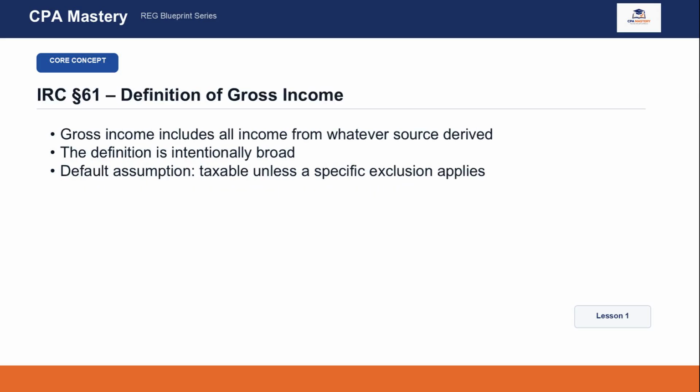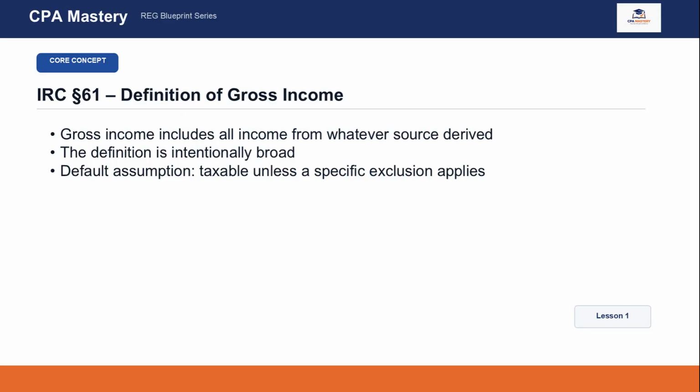The starting point is IRC Section 61. The code says that gross income includes all income from whatever source derived. That wording is intentionally broad because the IRS wants the baseline rule to capture almost every form of economic gain.